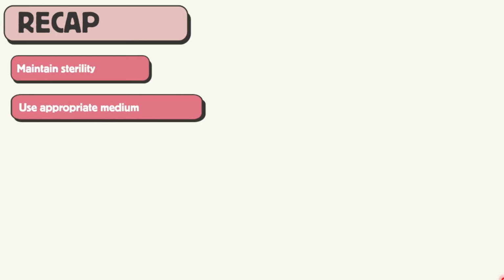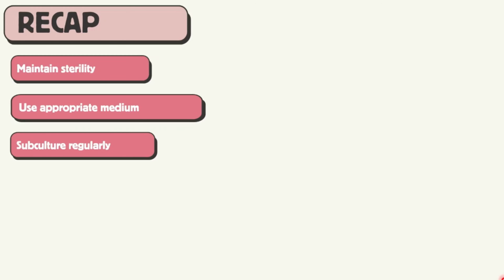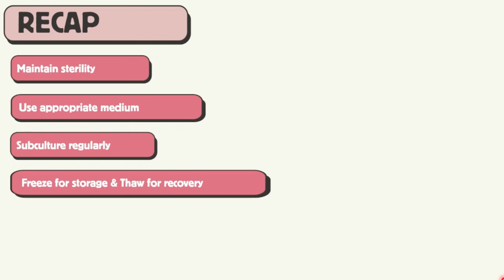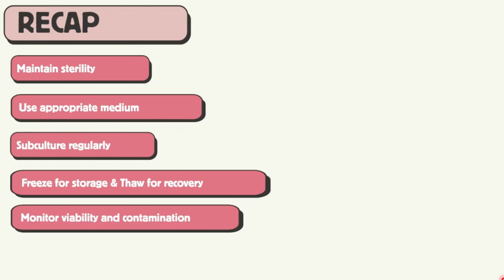So let's recap on some of the things we've learned about tissue culture. We must maintain sterility by using our personal protective equipment and observing antiseptic techniques. We must use the appropriate medium to ensure that cells receive required nutrients. We must subculture regularly, preferably within 2 to 3 days, to avoid confluency and crowding in cells. We should freeze for storage using liquid nitrogen and thaw rapidly for recovery when cells are needed again. And we can monitor viability and contamination using trypan blue dye, a hemacytometer, and an inverted microscope.